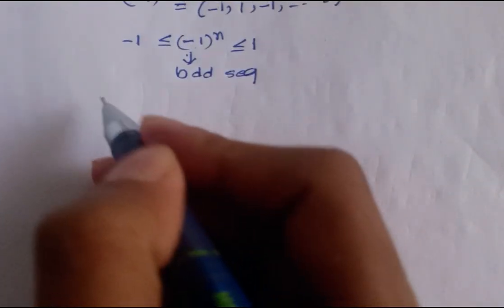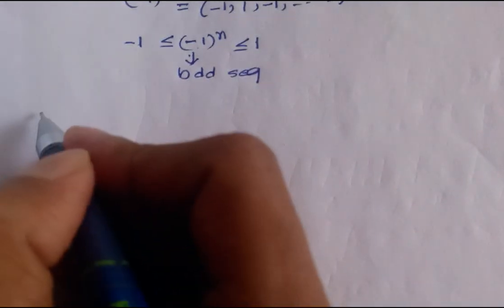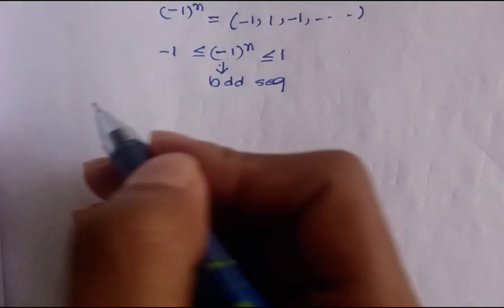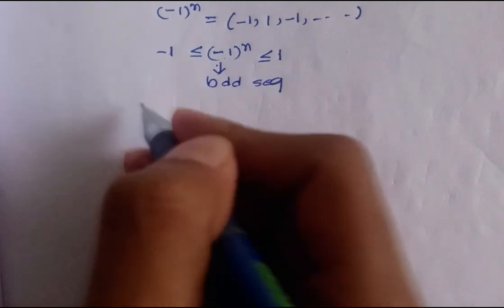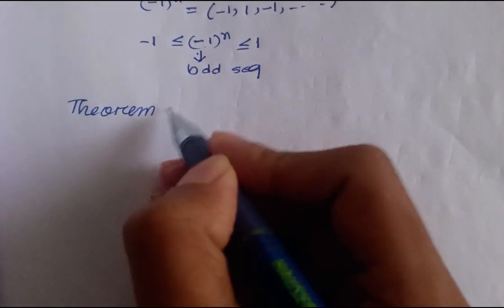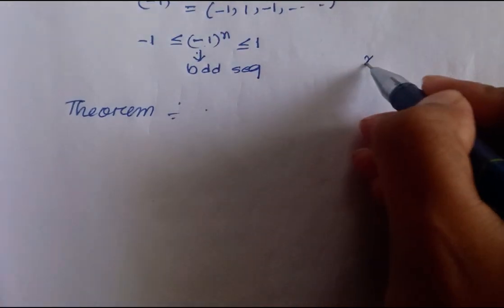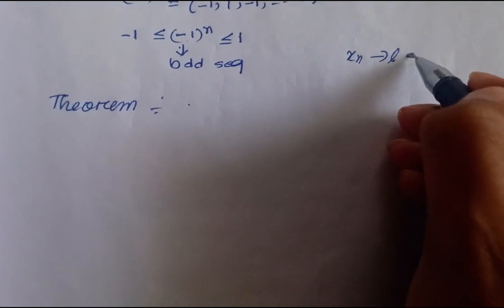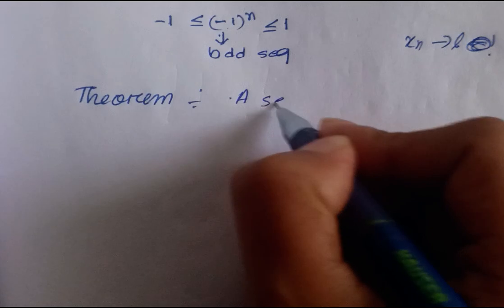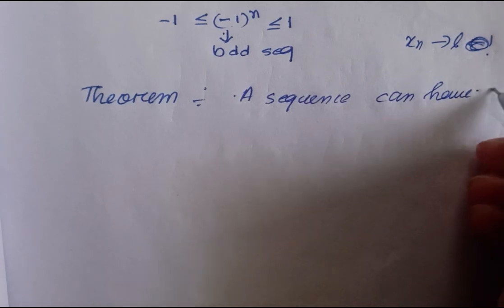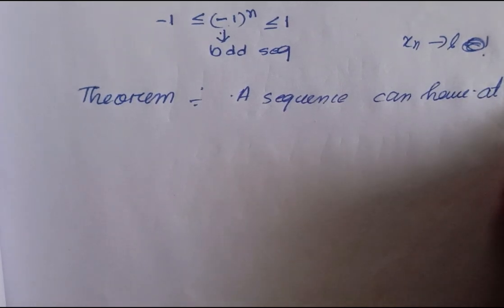Now that we know what a bounded sequence is, we can prove a theorem that a convergent sequence is bounded. But before that, we have another theorem. Suppose xn converges to L, then we have to show that this L is unique. So how do we show that? A sequence can have at most one limit.